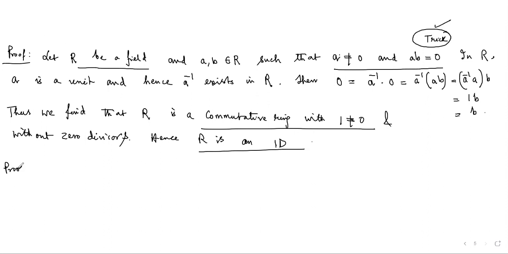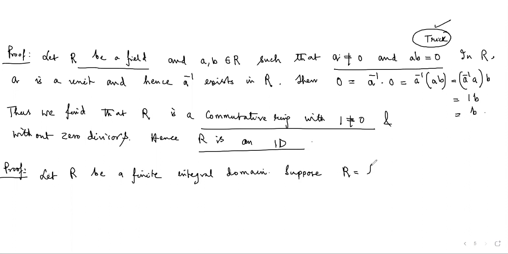What about the second theorem? Any finite integral domain is a field. Let R be a finite integral domain. Suppose we are considering R to consist of finitely many elements, a set containing n elements. Let a belong to R, where a is an element of R and a not equal to 0.